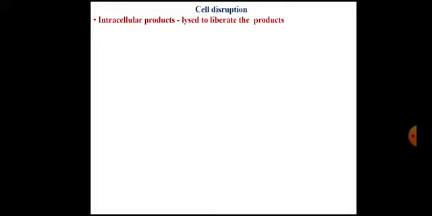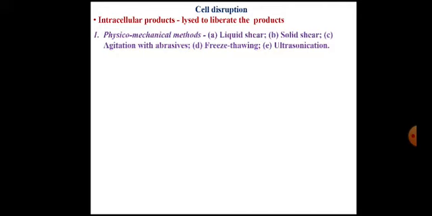So in such cases, in order to liberate the lipase enzyme from inside the cell to outside, the first step will be lysis of the cells or disruption of the cells. For intracellular products, the microbial cells must be lysed in order to liberate the products, and then there will be purification of the desirable fermentation product. There are several methods of cell disruption.